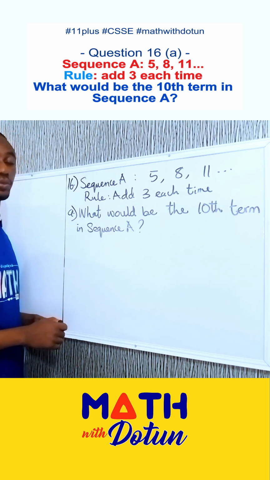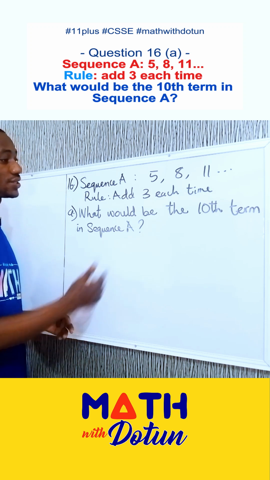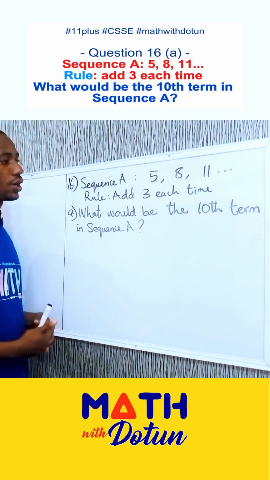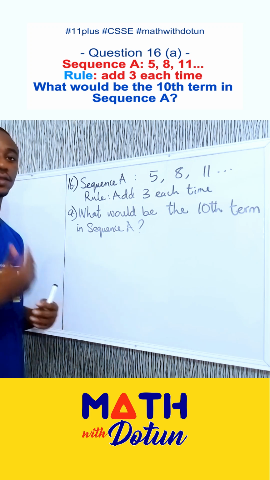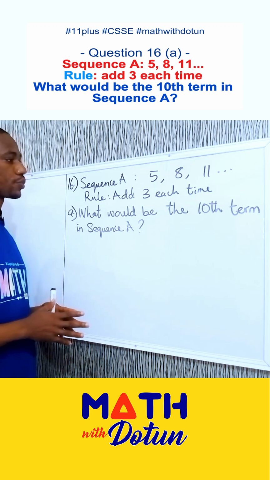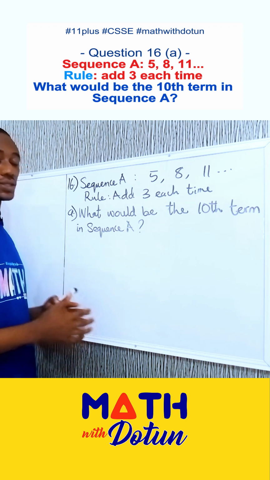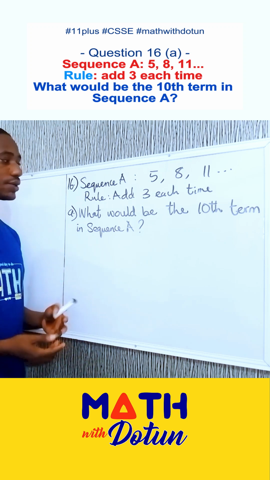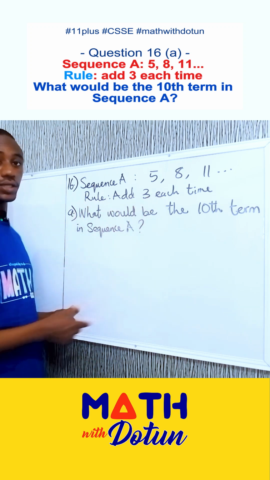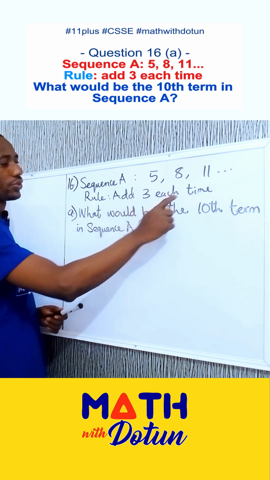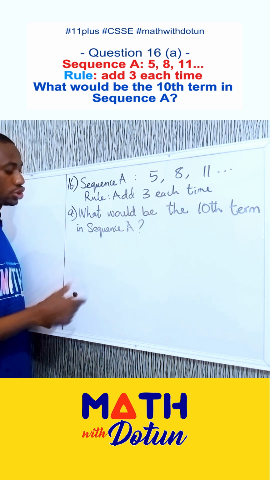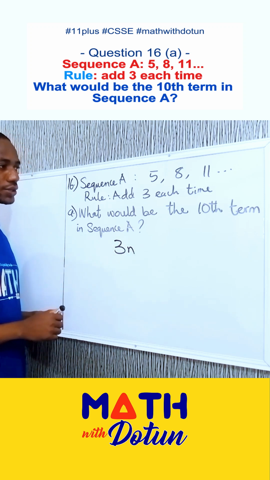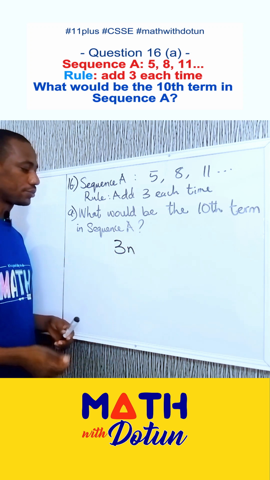But if you have to work faster, or let's say you have a bigger position you have to look for, you can't just keep adding 3. That will take the whole of your time. So what's best is for you to write the nth term rule. Now we're told that you add 3 each time. So to write the rule, you start with that. Since you're adding 3 each time, you're going to do 3 times n, which is the nth term.